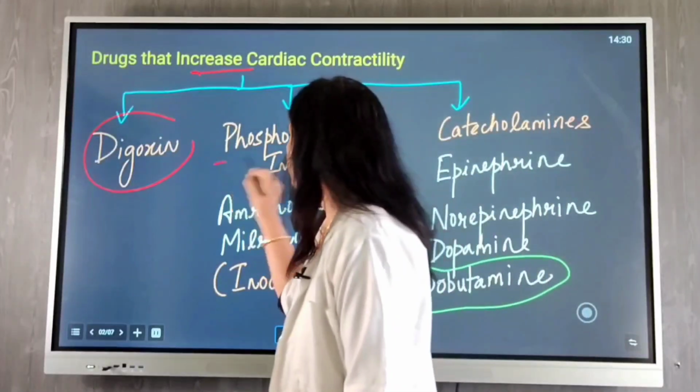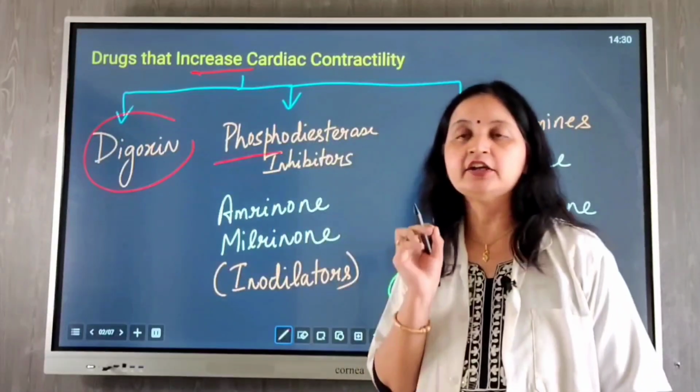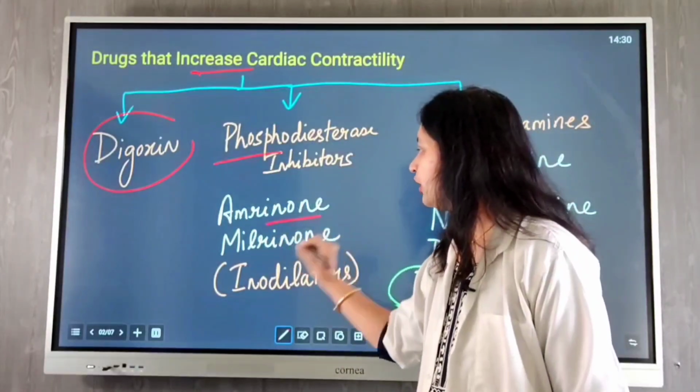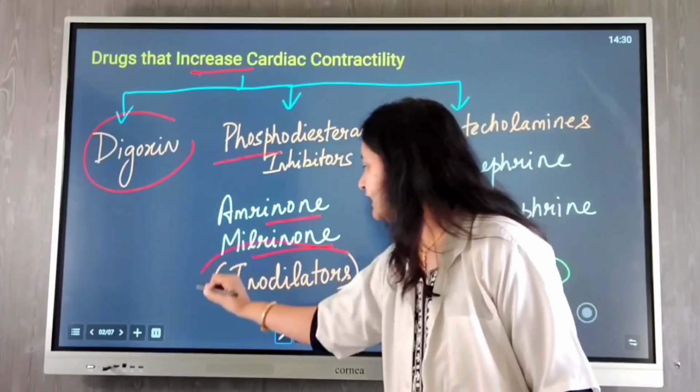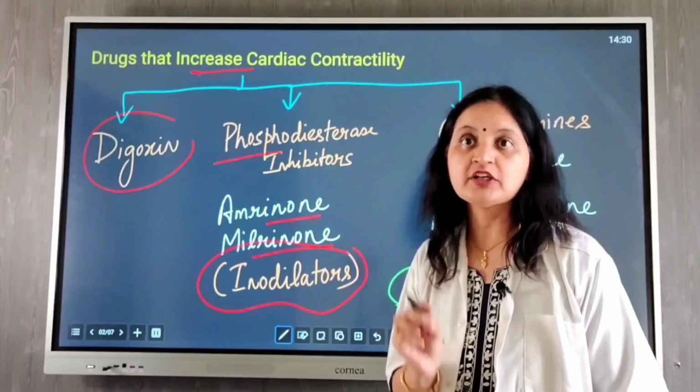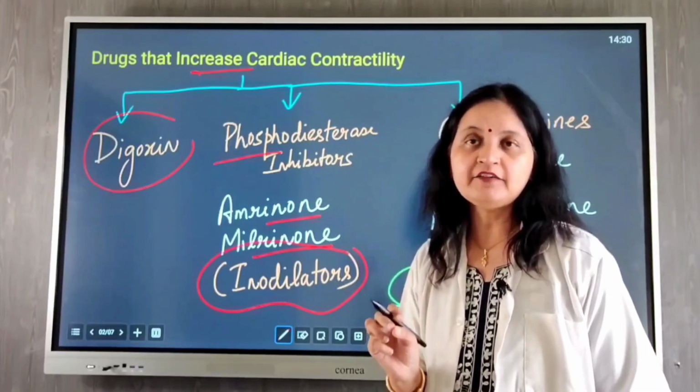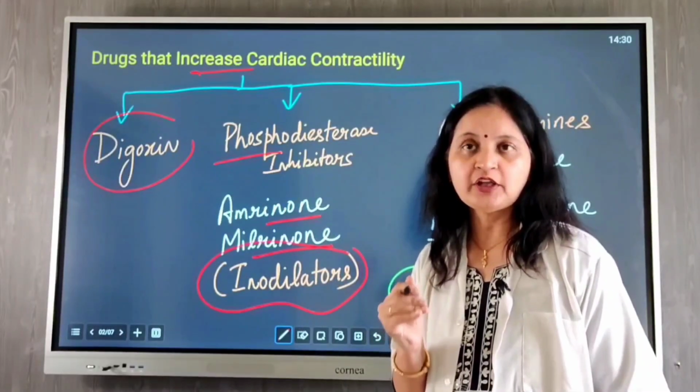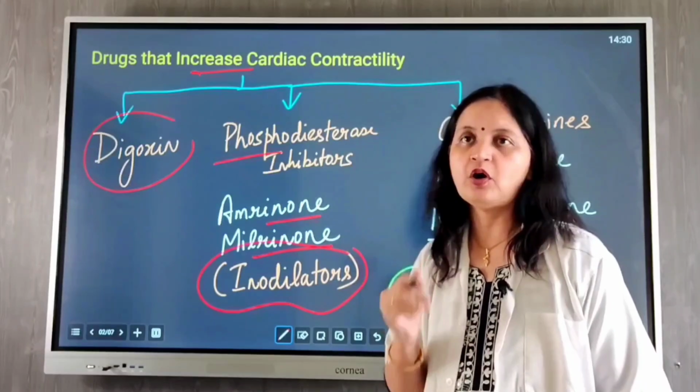The second group includes phosphodiesterase inhibitors, and the drugs are amrinone and milrinone. They act as inodilators, which means that they have positive inotropic action, and also they dilate the blood vessels, decreasing the end diastolic volume and decreasing the workload on the heart.